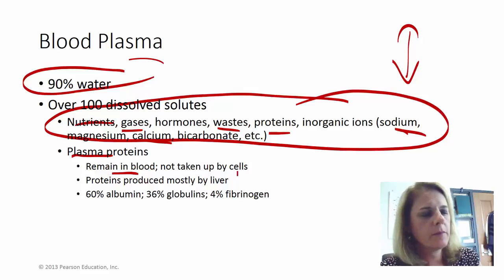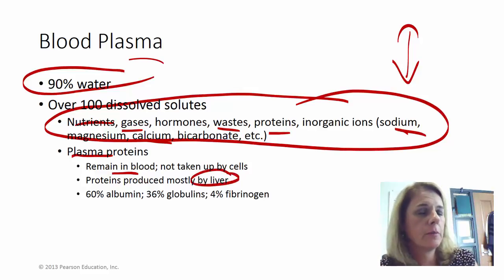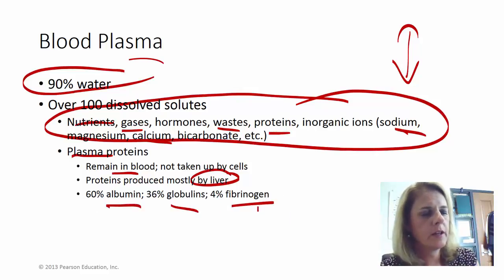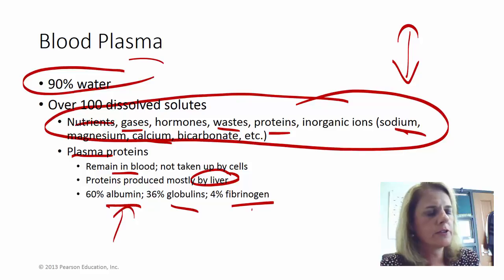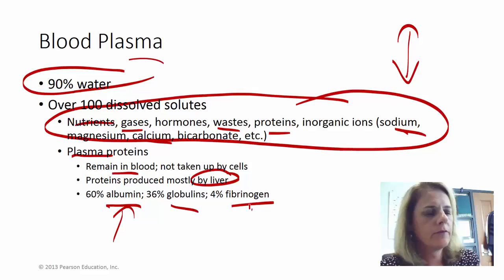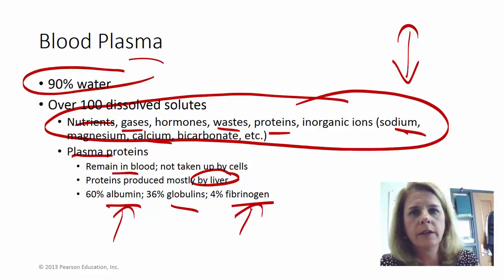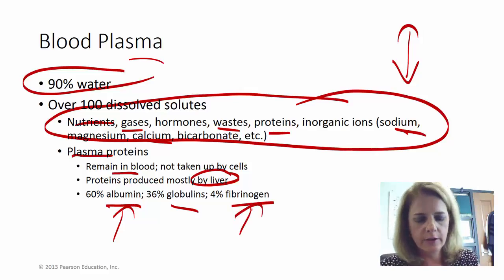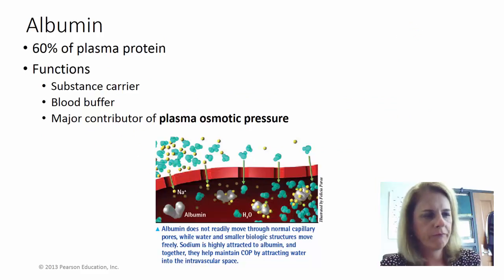And most of them are made by the liver. Some examples of these large plasma proteins are albumin, globulins, and fibrinogen. Albumin has a large effect on osmotic pressure, which I'll talk to you about a little bit later on. And fibrinogen has something to do with blood clotting. Okay, so we're going to get to all of these later. I just want to give you a general idea of what they do now.